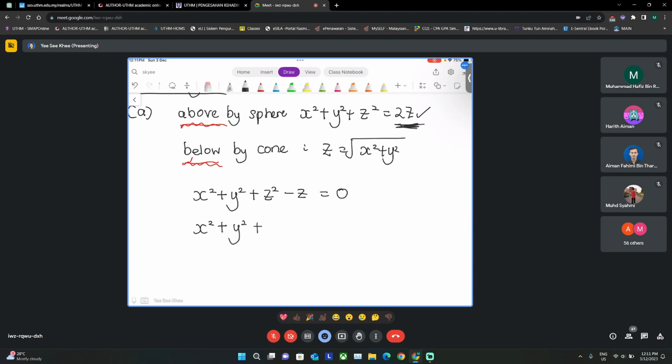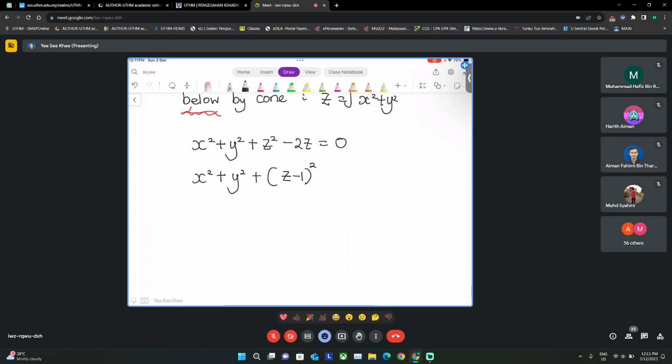For this one, you have to modify it to be z minus 1 squared. Okay, Madam, where is the z? It's 2z. This is 2z, sorry. It's not z, it's 2z. So you have to rewrite it to be z minus 1. This is completing the square.